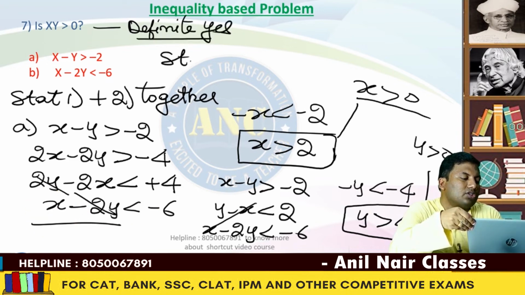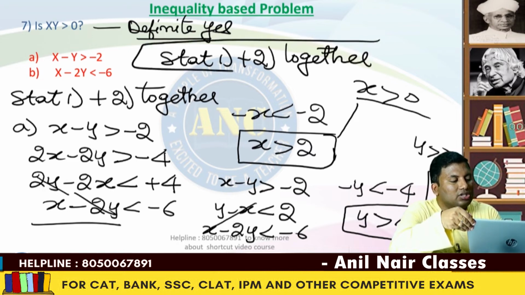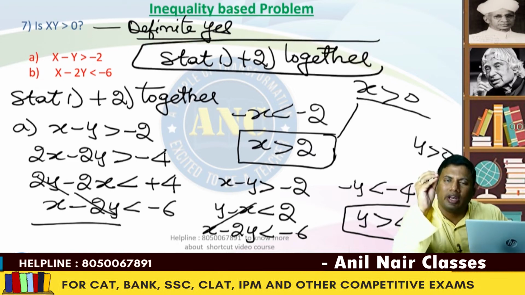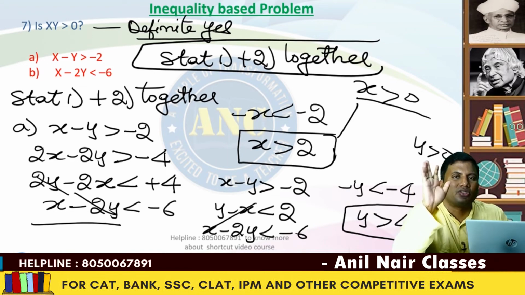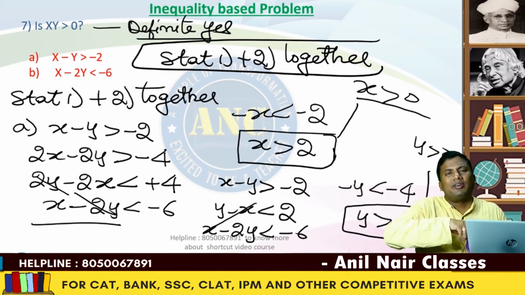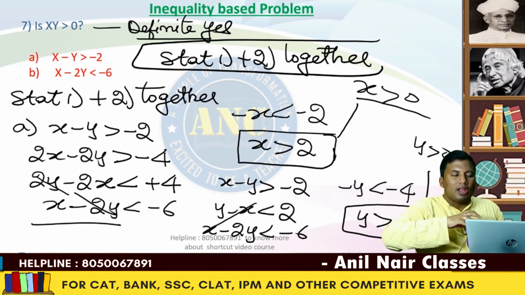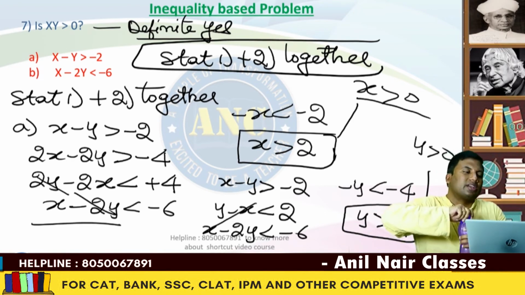So the answer for this question is statement 1 plus 2 together. I hope the idea is clear. You don't need to find out the values of x. Just understand where the x is starting from. Anything x greater than 0 is nothing but positive, because xy greater than 0 means positive into positive is positive, negative into negative is positive. Idea clear, right? So the answer is x greater than 0, y greater than 0, so xy greater than 0.